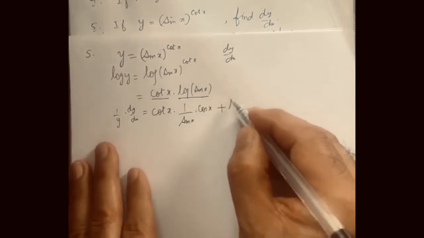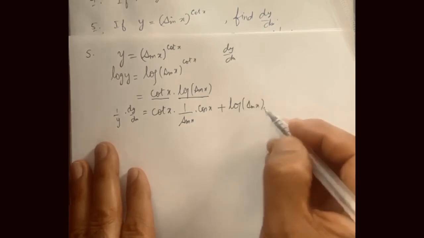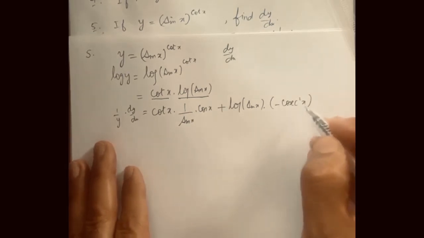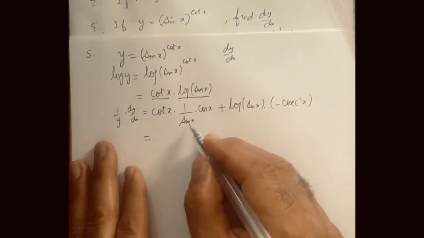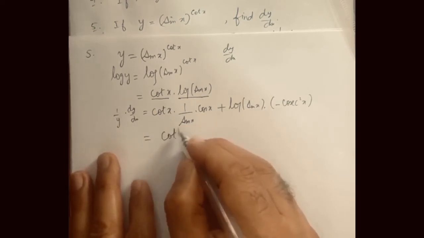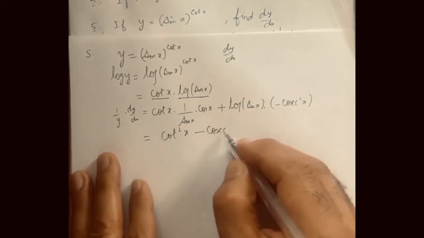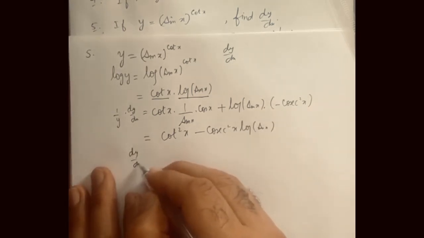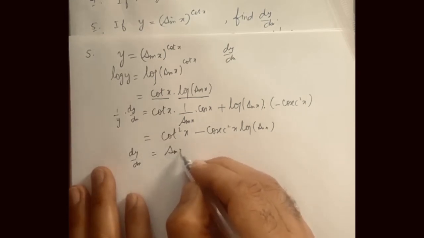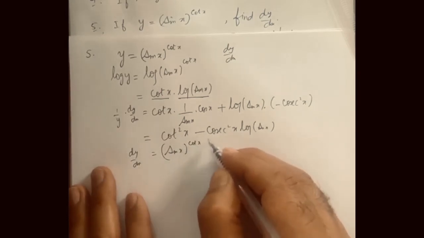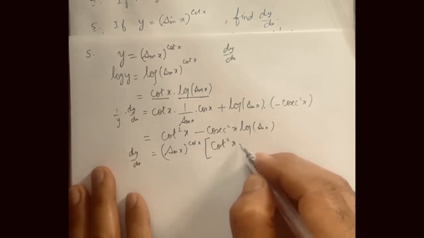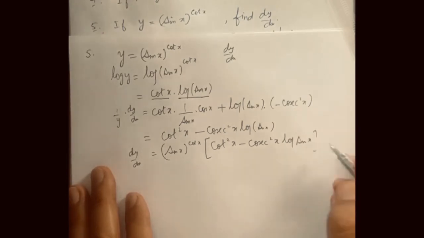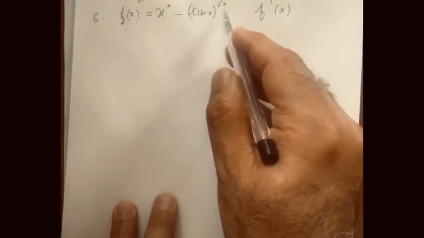is cos x, plus second function log sine x into derivative of cot x, which is minus cosecant square of x. This is cos upon sine is cot, so cot square of x minus cosecant square of x into log of sine of x. Dy by dx, this will be y times, that is sine of x raised per cot x into cot square of x minus cosecant square of x into log of sine x. This is the answer.